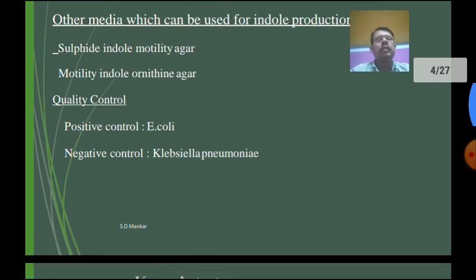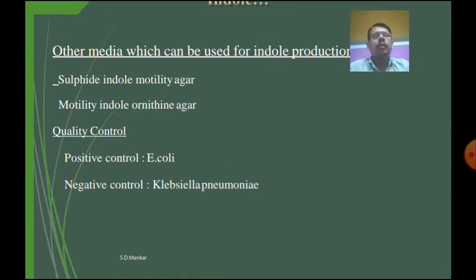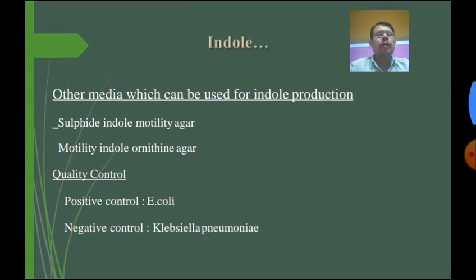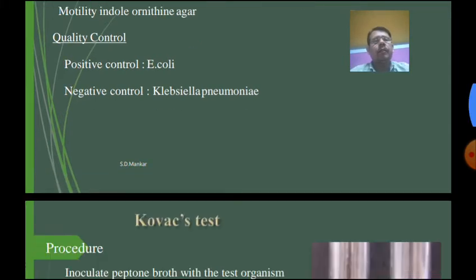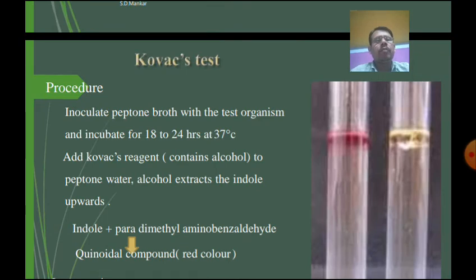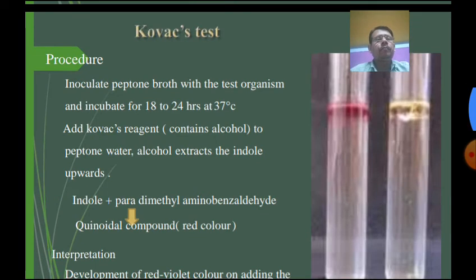You can use any of these reagents. Other media which are used for indole production are sulfide indole motility agar, motility indole ornithine agar. Indole controls: a positive control in the case of E. coli, because E. coli produces indole and the test is positive in E. coli, and a negative control in the case of Klebsiella pneumoniae, because they have no ability to produce it.